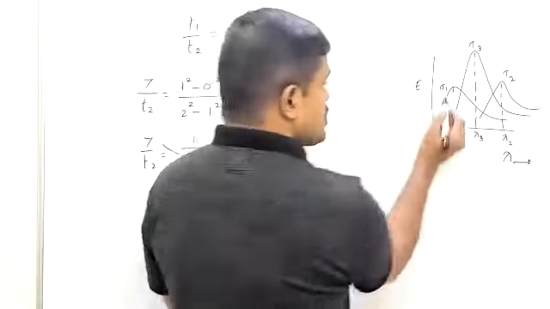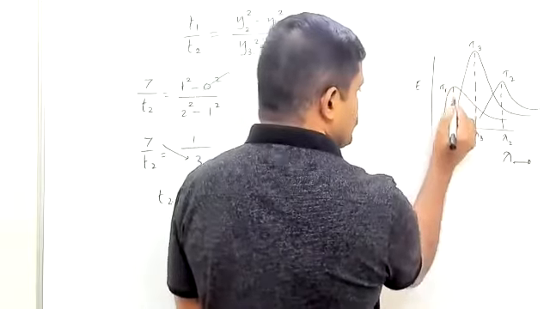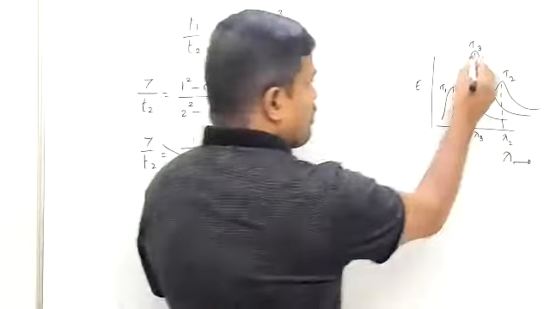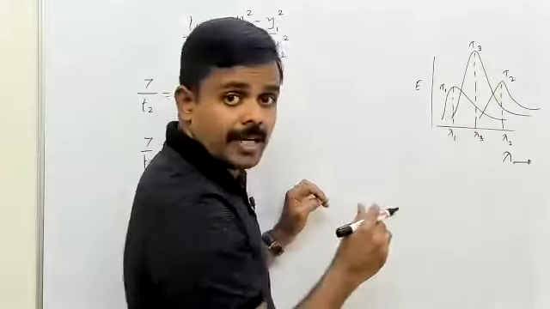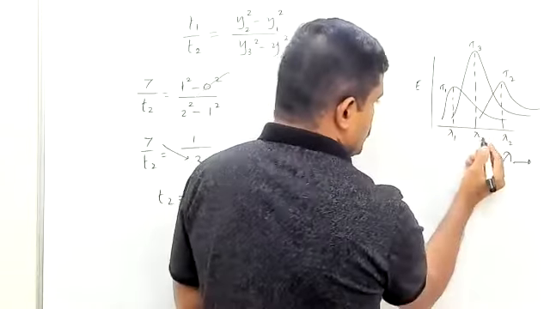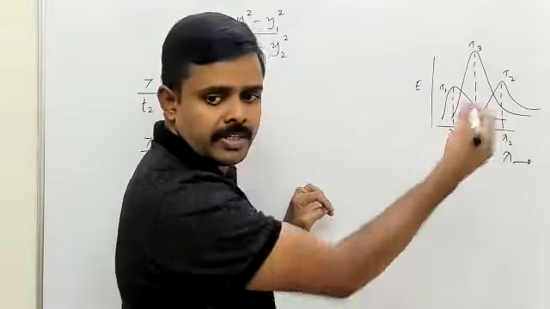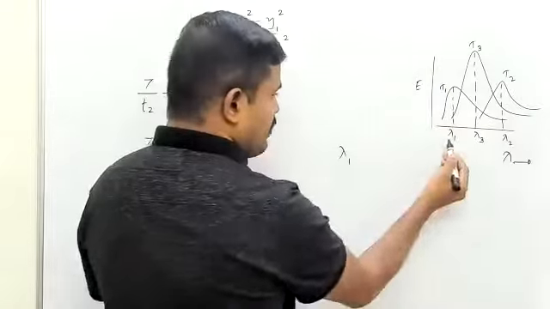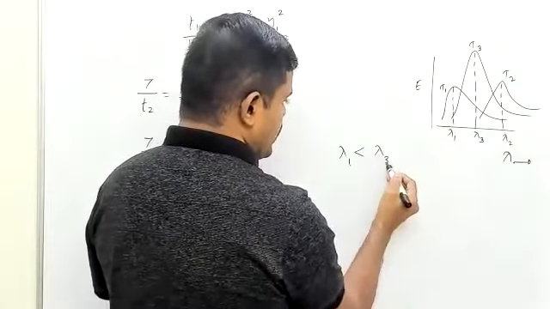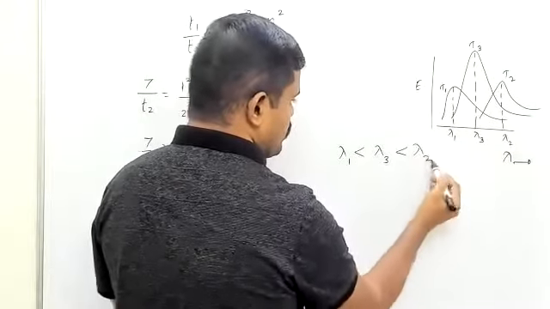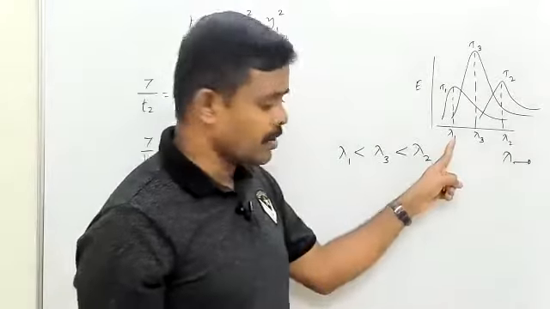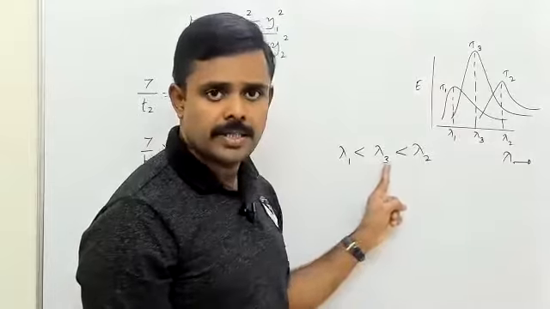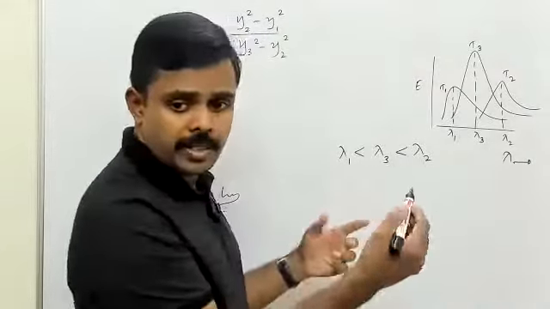Now, this is T1. They have said this is T1. So this is lambda 1, wavelength maximum for the first curve. Wavelength maximum for the second curve is lambda 3, because it is T3. For the third, it is lambda 2. And from the figure, it is clear that lambda 1 is less than lambda 3, which is less than lambda 2. Who is the closest? Lambda 1, closest to the origin. Then lambda 3, then lambda 2. Lambda 1 less than lambda 3 less than lambda 2. So temperatures will be in the reverse order.